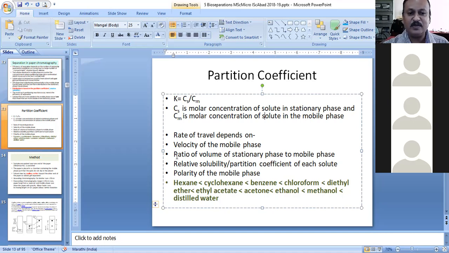And the other important factor is the ratio of the volume of stationary phase to the mobile phase. So the more the amount of the stationary phase, probably the retention behavior will be more, isn't it? And therefore the rate of travel of the sample components will depend upon the ratio of the stationary phase to the mobile phase in terms of volume or amount.